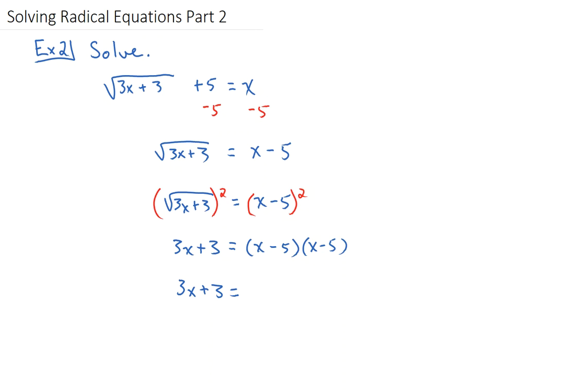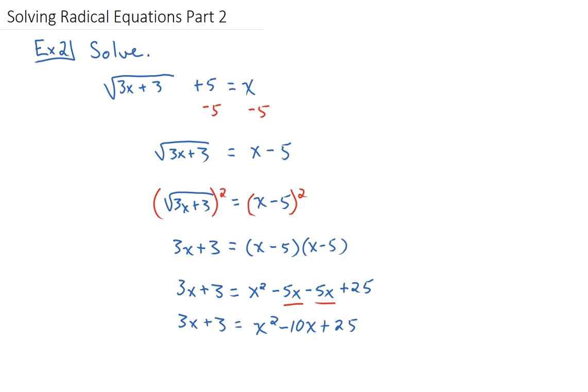That's going to give us an x squared minus a 5x minus another 5x and then plus a 25. Now that we have that distributed out, we can combine like terms in the middle there, and we get x squared minus 10x plus 25.